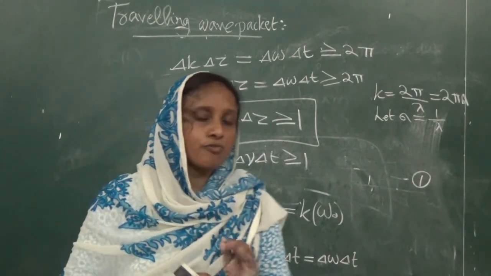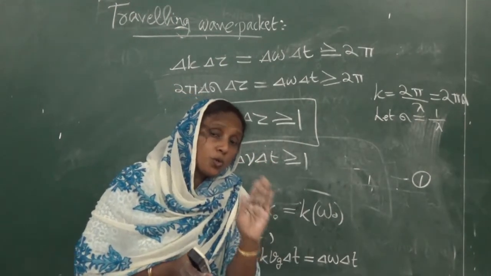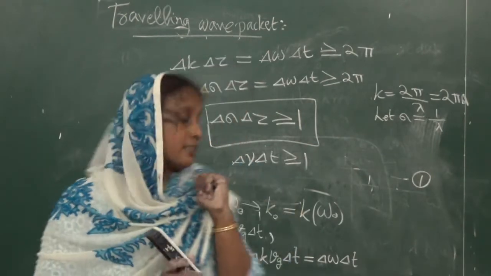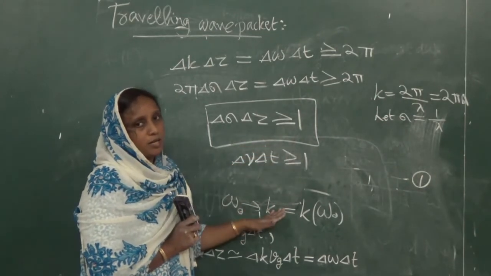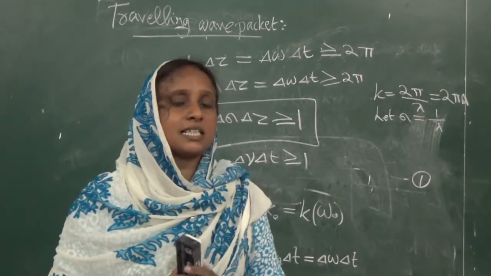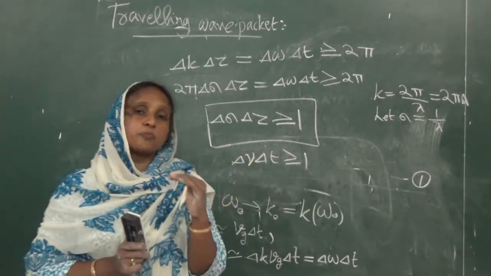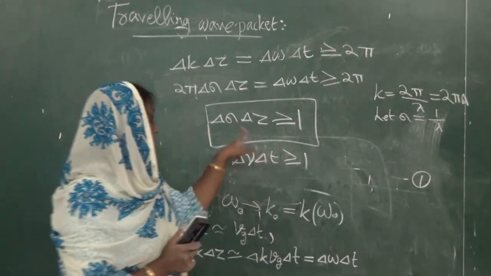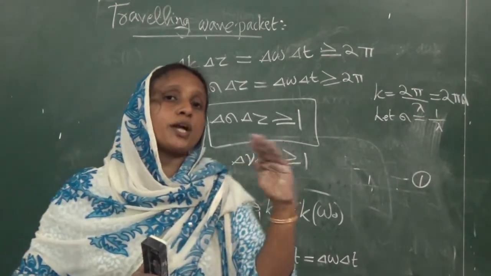Otherwise, in the case of a non-dispersive medium, the wave packet propagates through the medium such that its shape is preserved. In that case, this condition Δσ Δz equals 1. So we can now conclude what happens to a traveling wave packet. If a traveling wave packet moves through a dispersive medium, its group velocity varies, and corresponding to this, Δσ Δz is greater than 1, leading to the broadening of the pulse.